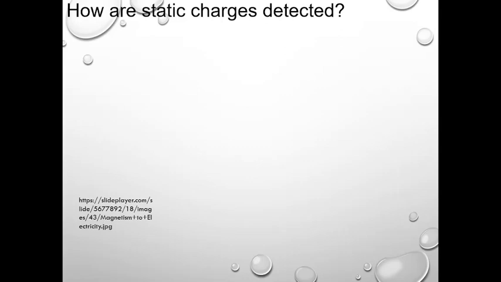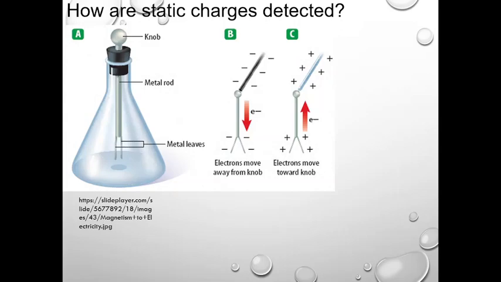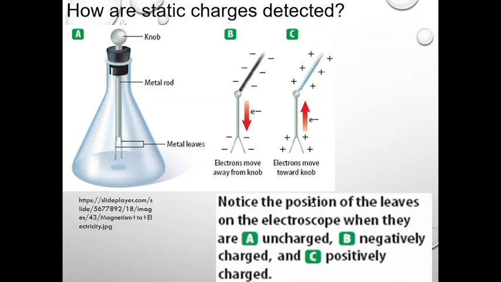How are static charges detected? This is an example of how static charges are detected. Please work out this example. Notice, guys, the position of the leaves on an electroscope when they are uncharged, like in A, negatively charged, like you can see in picture B, and positively charged, where you can see electrons move towards the knob in picture C.